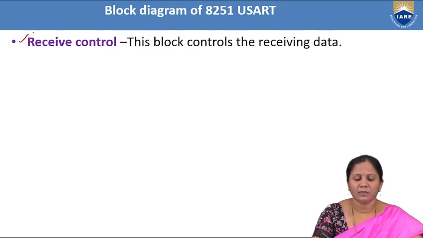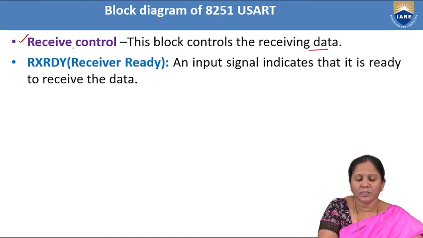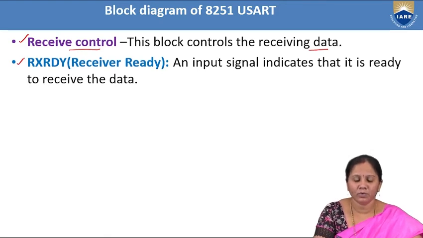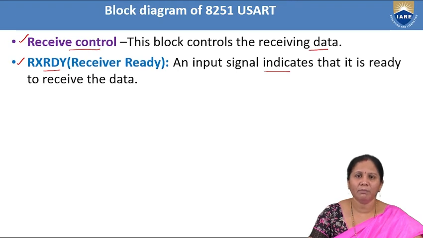And the next section is receive control. So this block will control the receiving data. And to this receiver control section, we have different signals like RX RDY. So here RX RDY represents receiver ready. So this receiver ready is an input signal which indicates that it is ready to receive the data. So if this RX RDY signal is enabled, it indicates it is ready to receive the data. So it is having the buffer space. So it is able to receive the new data and keep it in the receiver buffer.